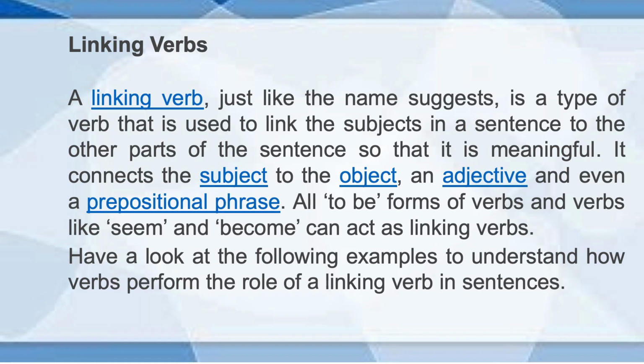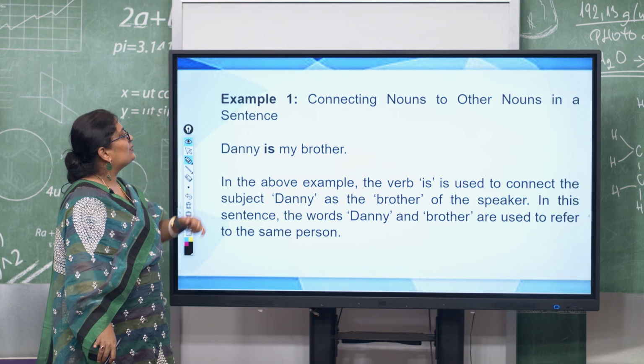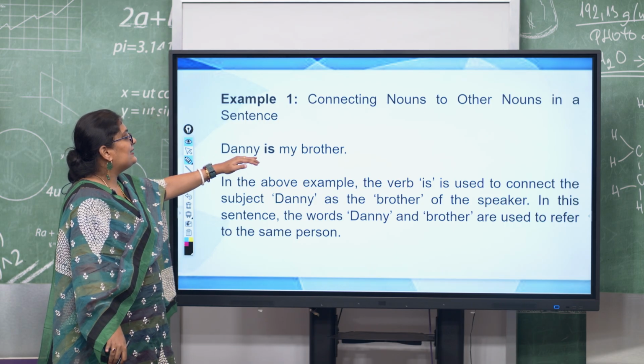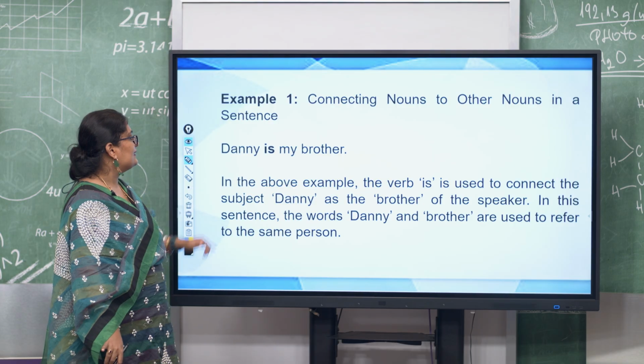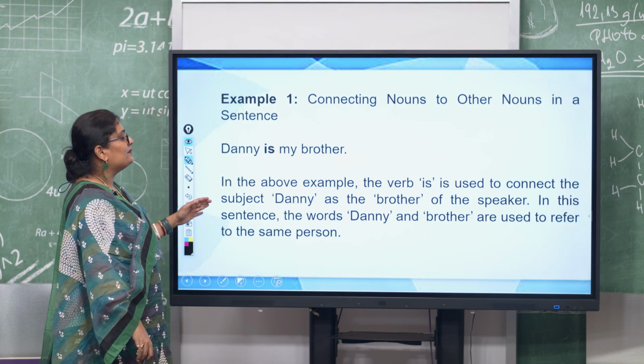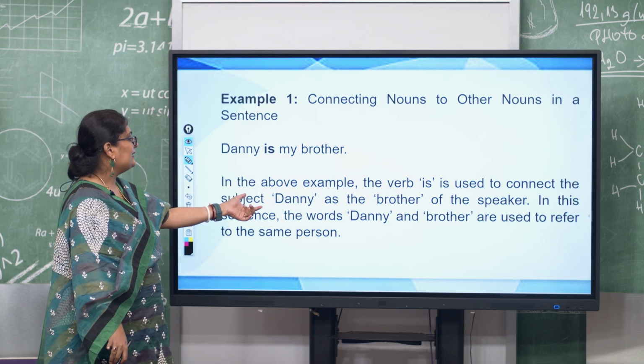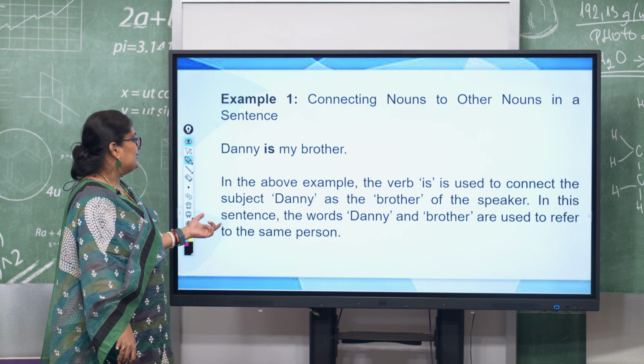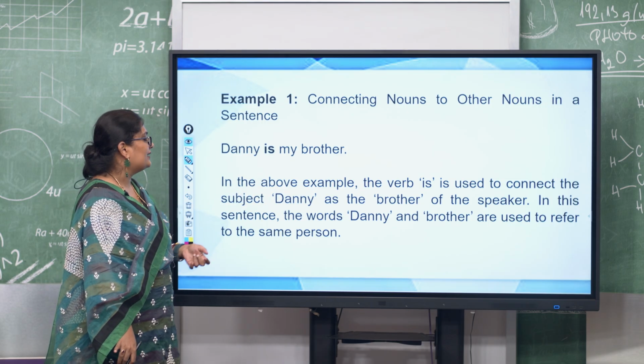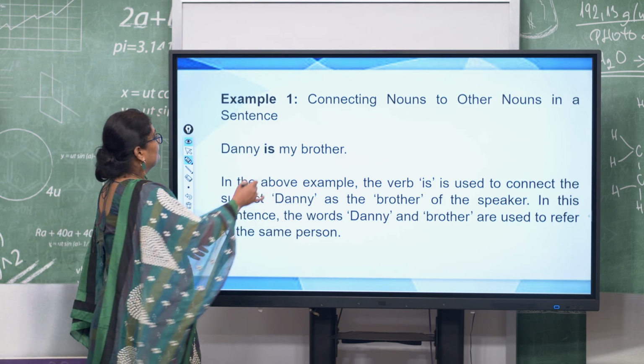All to be forms of verbs and verbs like seem and become can act as linking verbs. Now, let us have a look at the following examples to understand how verbs perform the role of a linking verb in sentences. Look at the first example, connecting nouns to other nouns in a sentence. Danny is my brother. What happens in this sentence? In the above example, the verb is used to connect the subject Danny. So, who is the subject here? Danny as the brother of the speaker. In this sentence, the words Danny and brother are used to refer to the same person.